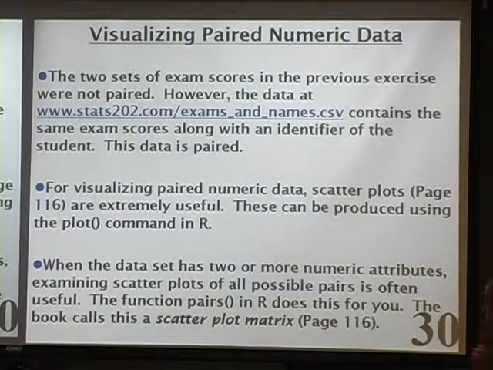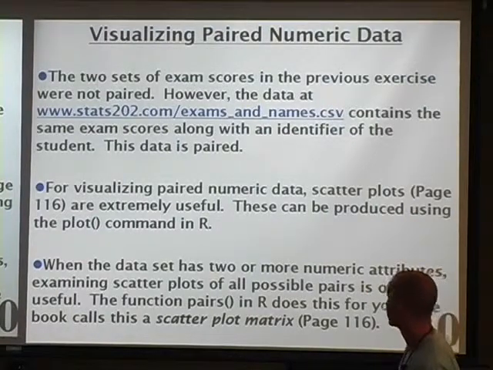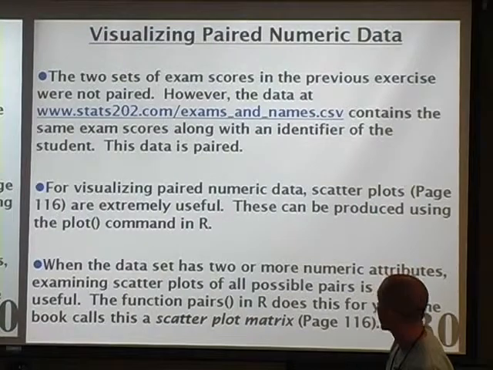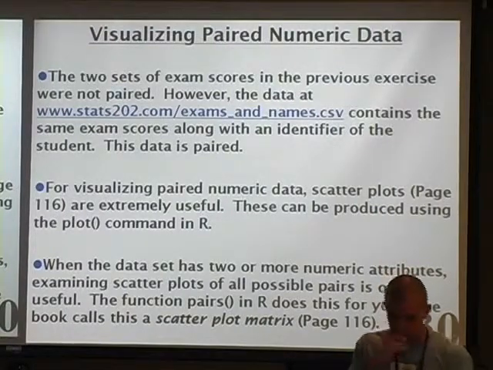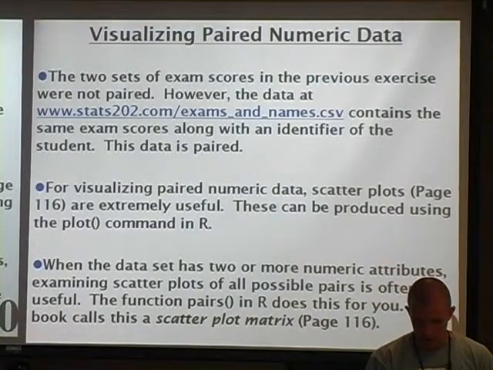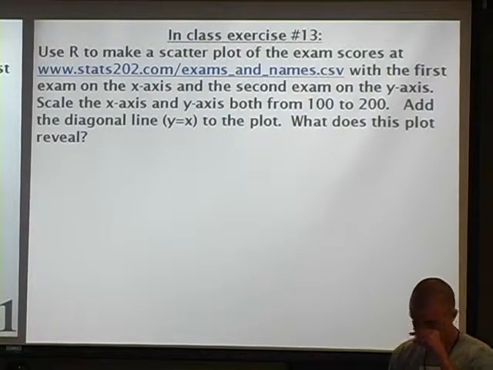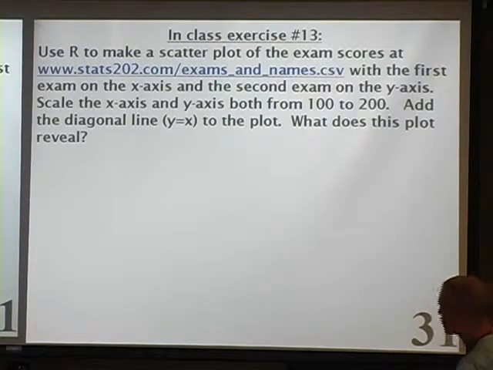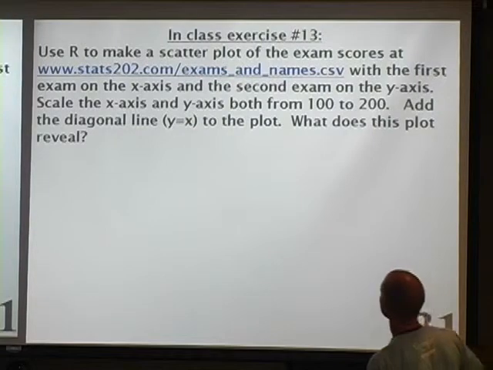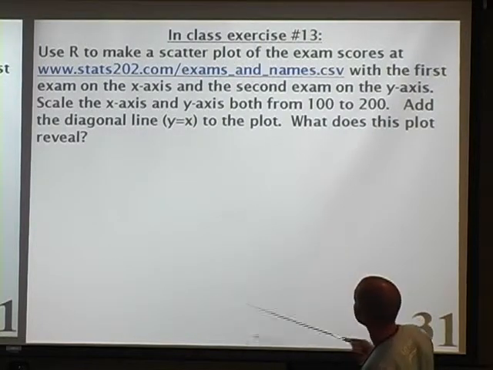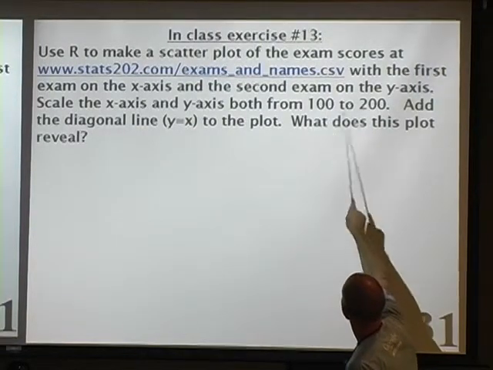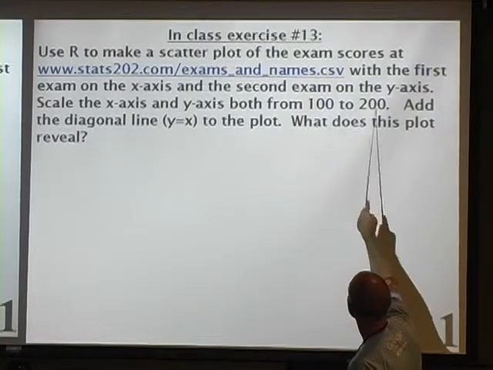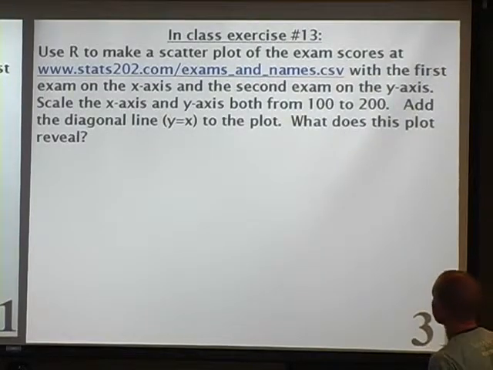So that's nice for visualizing all the pairwise relationships between the numeric attributes simultaneously. Of course, the thing I want to do is make a scatter plot for my exam scores, and that's what I do on the next one. Now, R by default is going to scale your X and Y according to the min and the max. But because both these exams are on the same scale, I want to scale X and Y both the same. So I'm going to go 100 to 200, and I'll show you how to specify that.